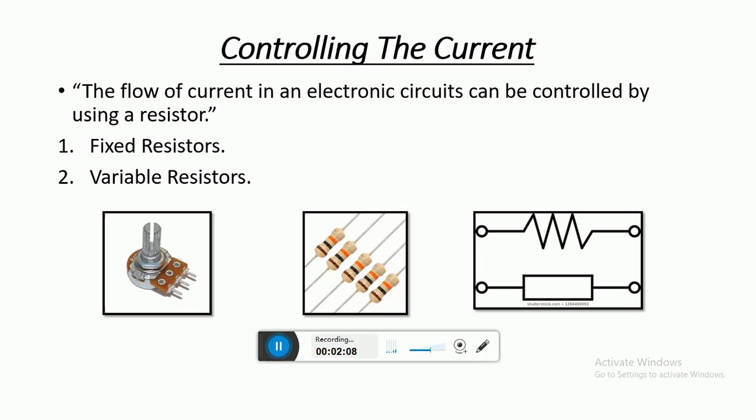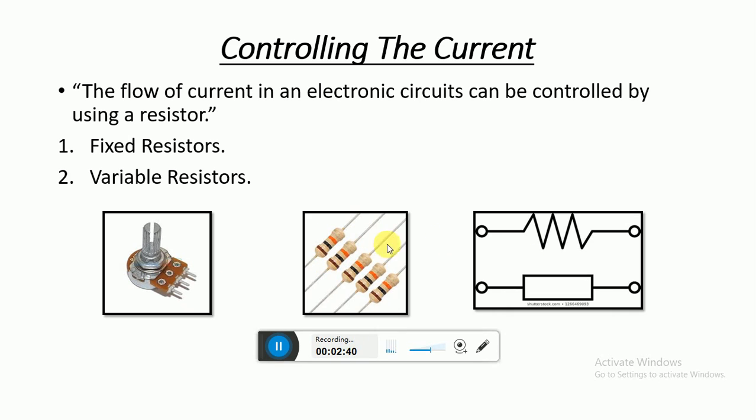Fixed resistors are those resistors having the same resistance, and their resistance will not change or vary at any cost. And secondly, we have the variable resistor, and variable resistors are those resistors in which we can vary the resistance of a circuit. Here, look at these figures.